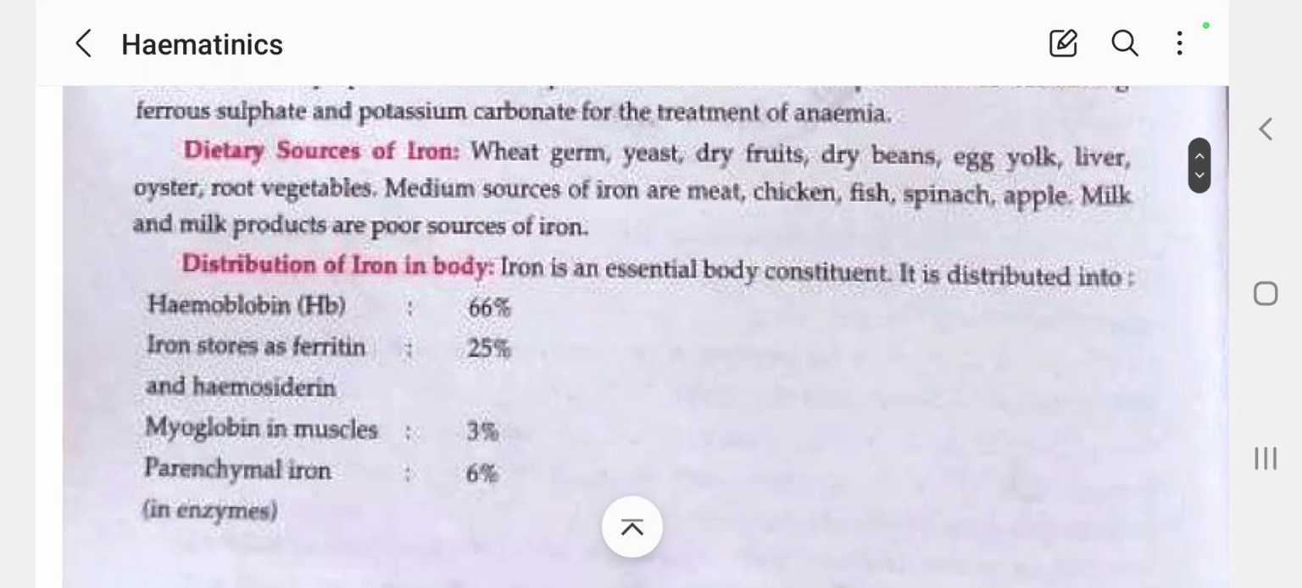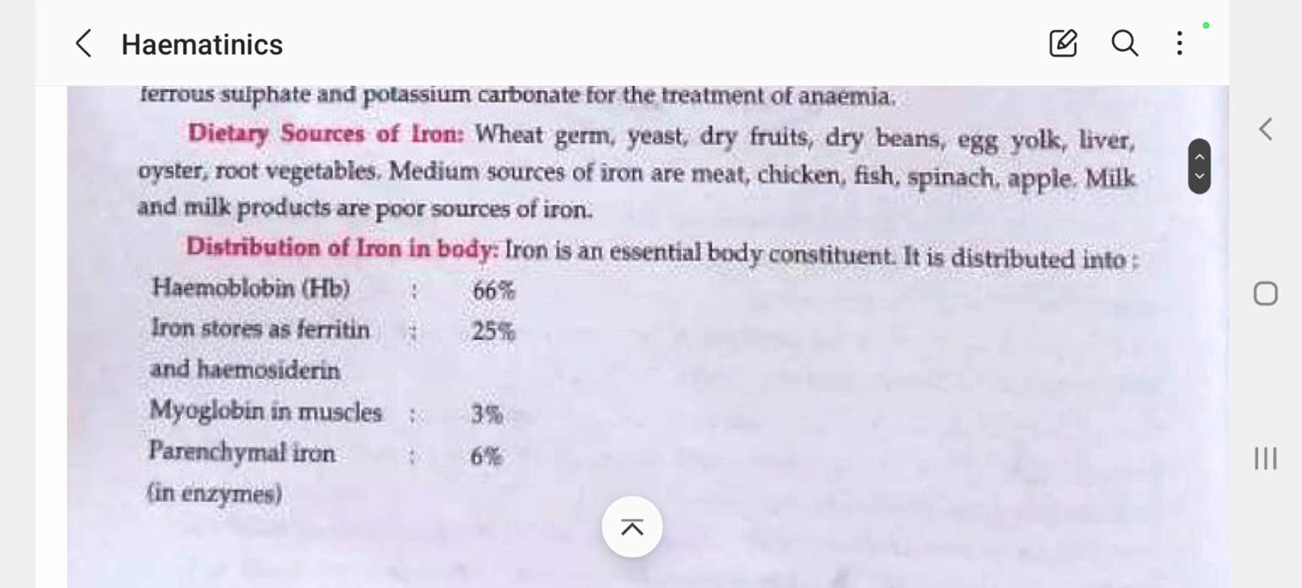Now let's see how iron is distributed in our body. Iron is an essential body constituent. It is distributed in the form of hemoglobin or iron stores in our body. Iron stores in the form of ferritin and hemosiderin are 25%, and myoglobin in muscles is 3%. Next, parenchymal iron is 6% in enzymes. So overall, iron plays a major role in the treatment of anemia.